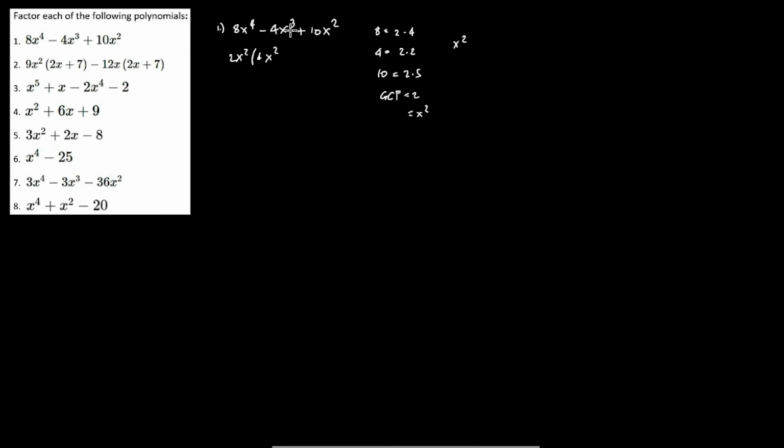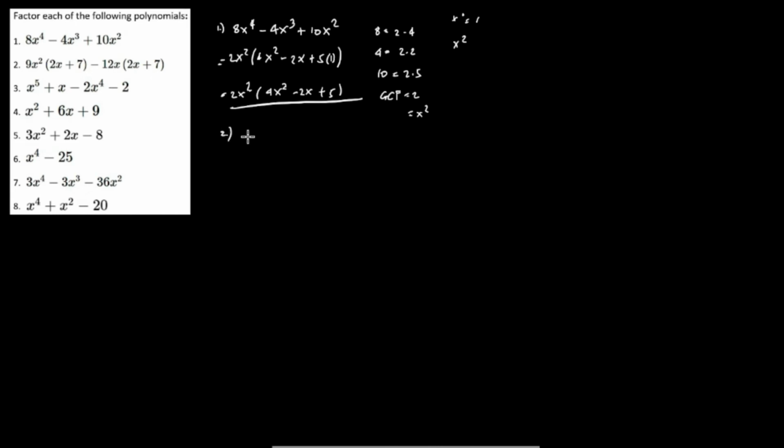Next, negative 4x cubed. Just copy the negative sign. 4 over 2, x cubed over x squared, 3 minus 2, 1, or x. Plus, copy the sign. 10 over 2, that's 5. X squared over x squared, 2 minus 2 is 0. X exponent 0 is equal to 1. And 1. So the factor is 2x squared times 4x squared minus 2x plus 5. And this is the answer.